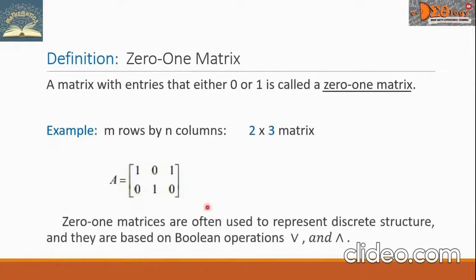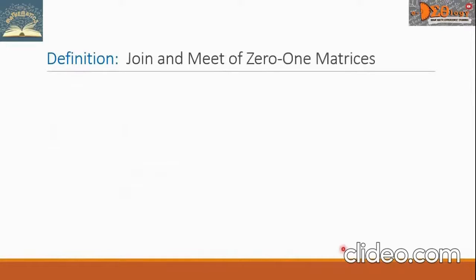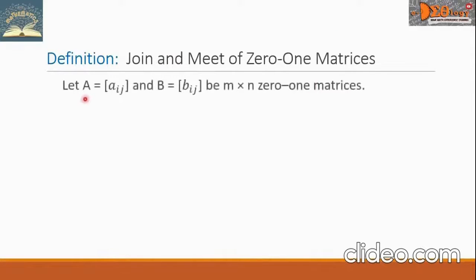0-1 matrices are often used to represent discrete structures, and they are based on the Boolean operations OR and the operation AND. Let us define now join and meet of 0-1 matrices. Let capital A equals small a sub ij matrix and capital B equals small b sub ij matrix be m by n 0-1 matrices.